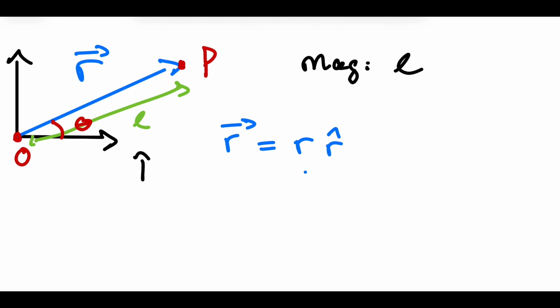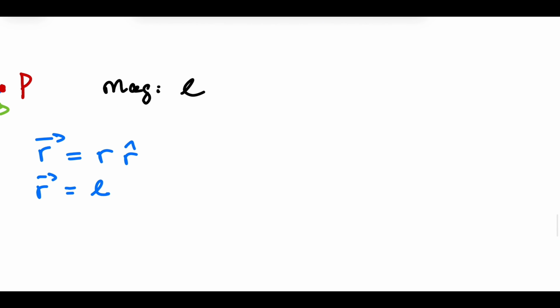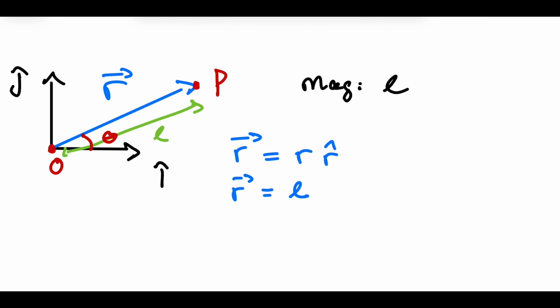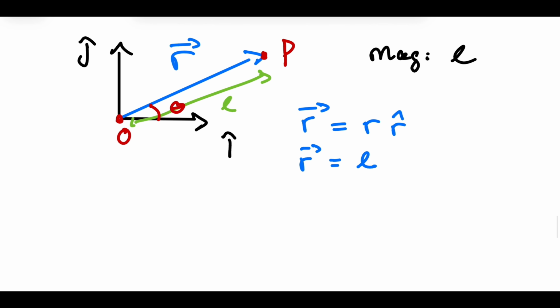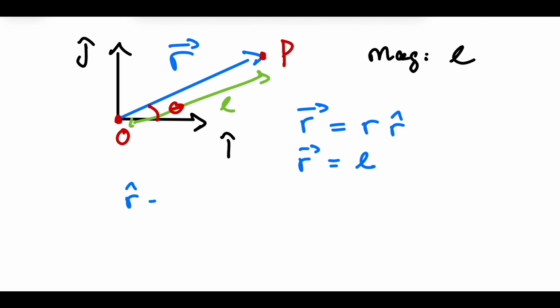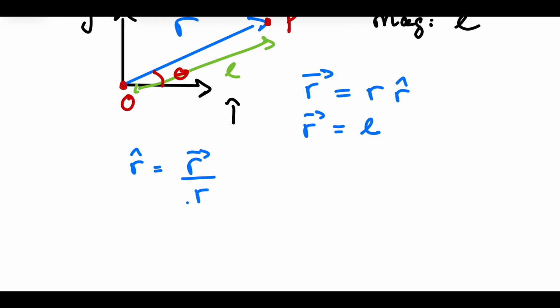R represents the magnitude of the vector, so in this case, r would be equal to L. And then r hat represents what is called a unit vector. A unit vector essentially has a magnitude of 1, but just tells you the direction that the vector is pointing in. It's equivalent to say that the unit vector is equal to the vector divided by its own magnitude, right? Because this corresponds to a unit of 1, a magnitude of 1.